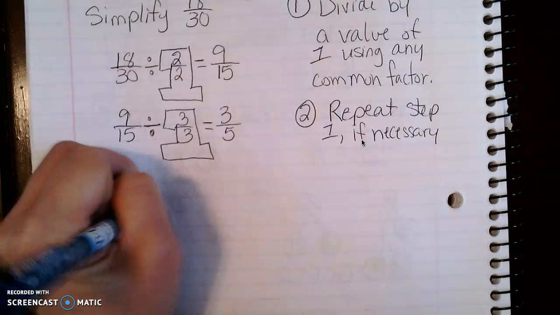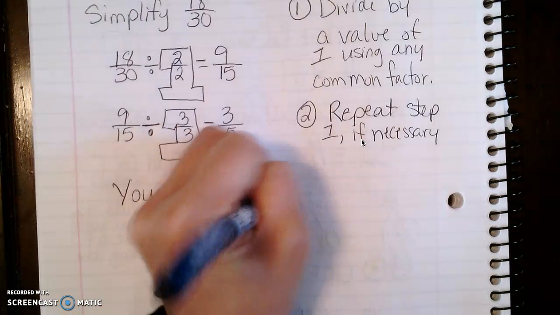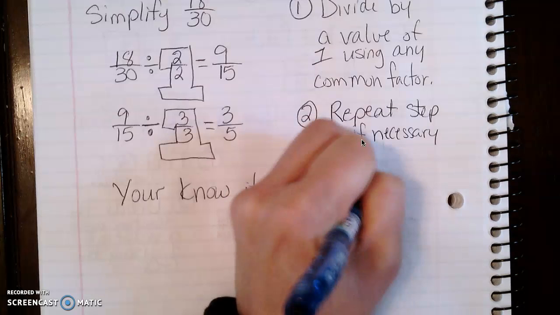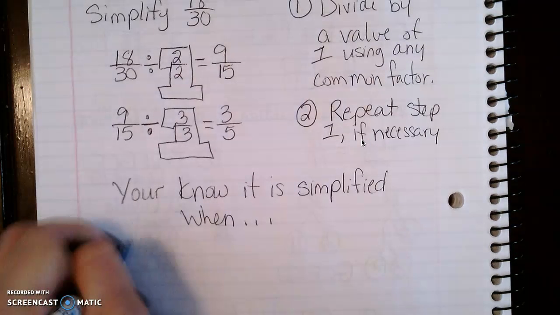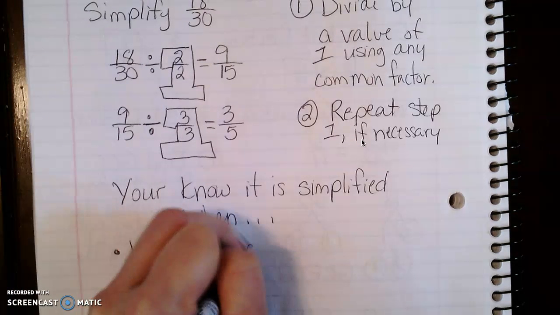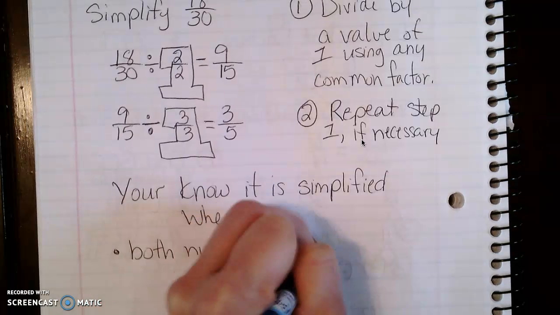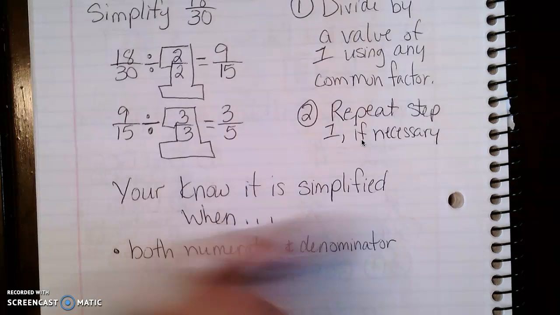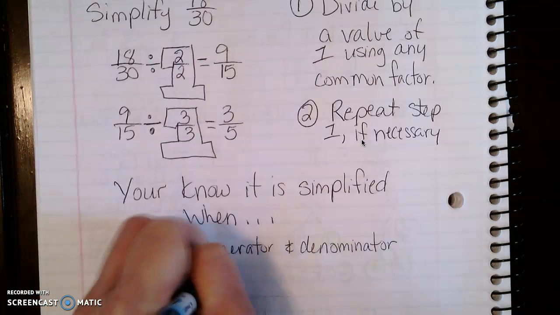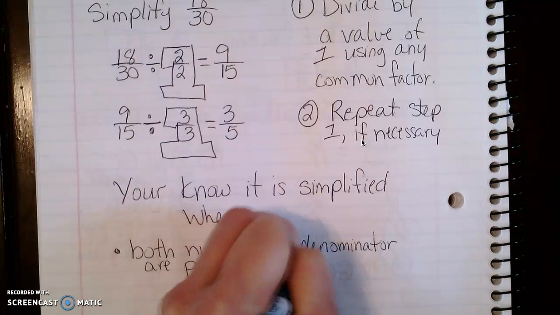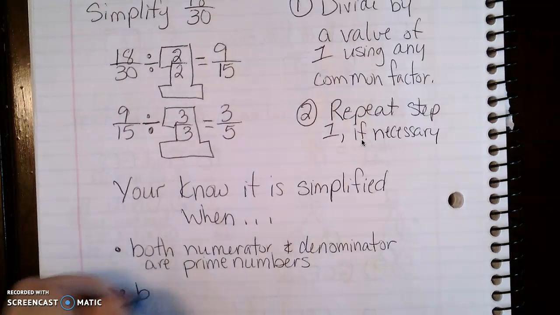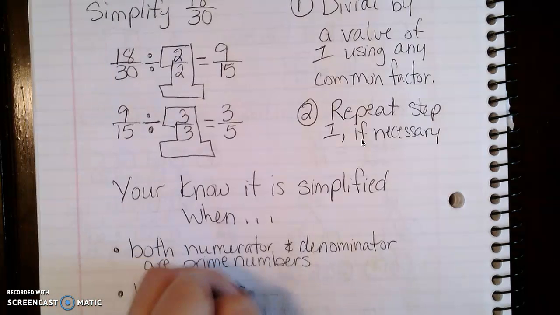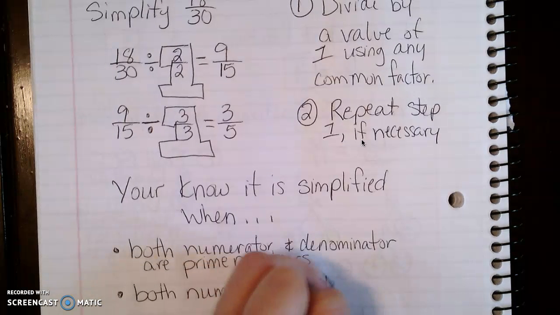Okay, so let's write a few. You know you're done, or you know it is simplified, when both numerator and denominator are prime numbers.